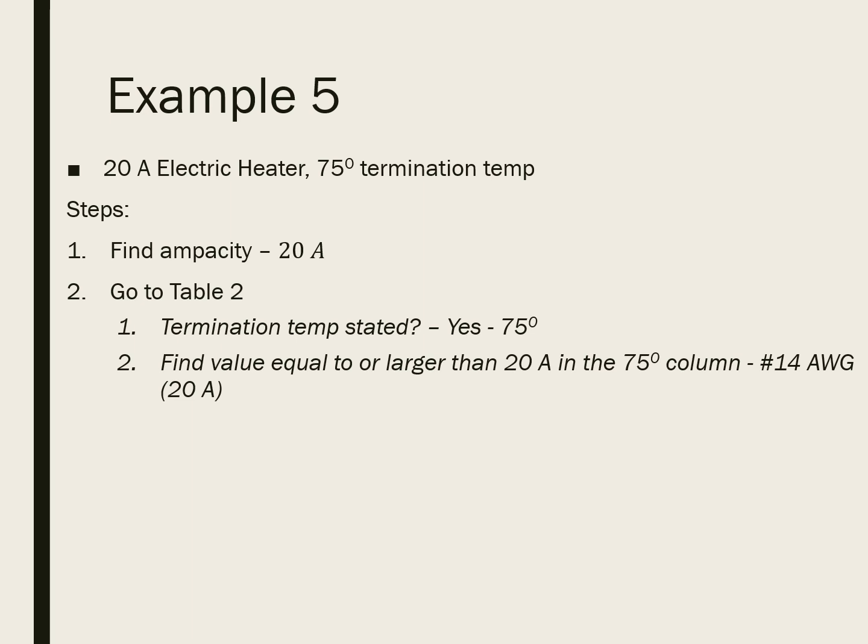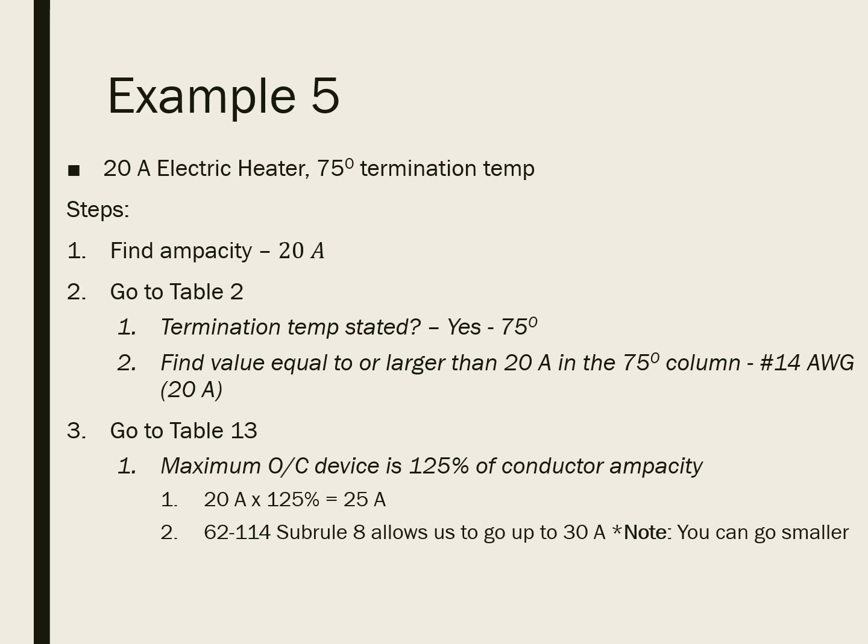Remember that I said earlier that heaters were an exception to Rule 14-104, so we don't need to go looking at that rule. Instead, we're going to take our 20 amp rated wire, multiply it by 125% to get a value of 25 amps. Rule 62-114 Subrule 8 will allow us to go up to 30 amp.